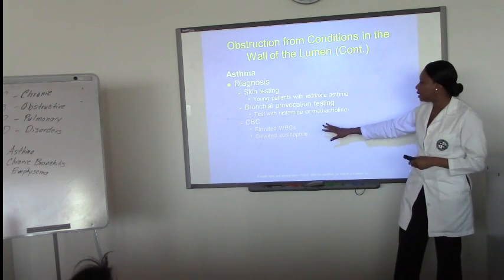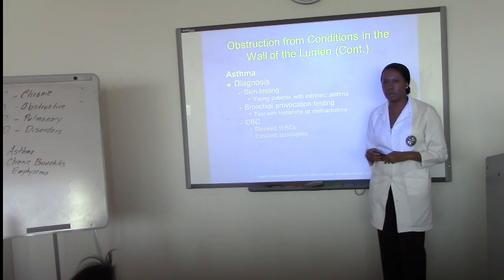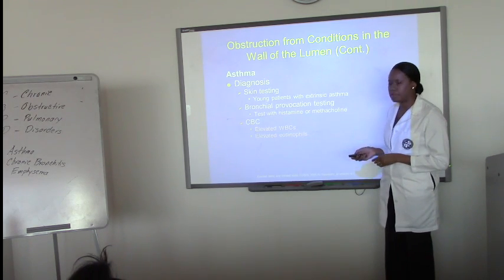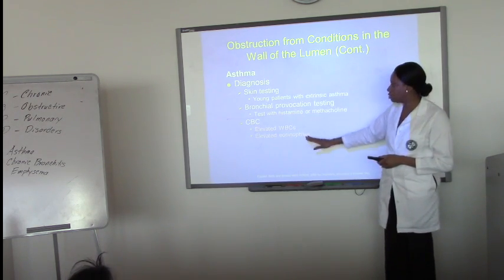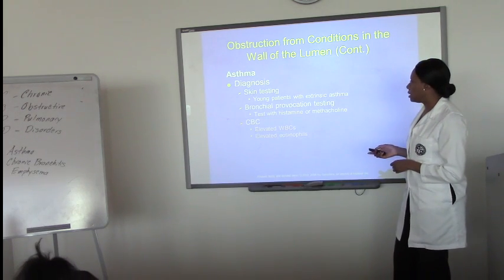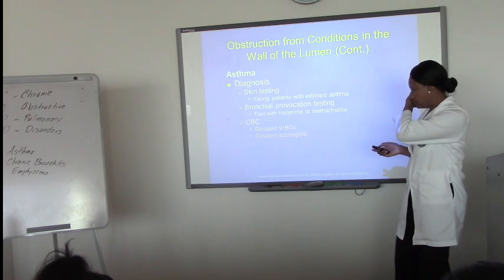And then the other thing here is on the CBC, yes, with blood work, we know that the white blood cells will be elevated. Eosinophils will also be elevated. Please make sure you know that. That's quite important to know. Eosinophils are elevated with asthmatic patients.